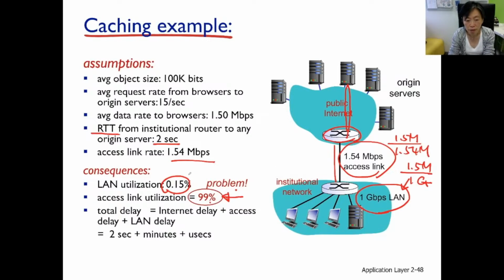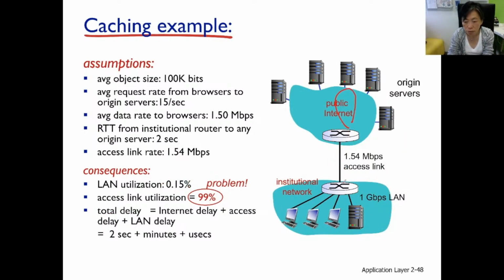Let's come back here. Therefore, if we want to calculate the total delay of web request and object download, it will be round-trip delay here, plus round-trip delay here, plus round-trip delay here. 3 components: internet delay, access delay, and LAN delay. Internet delay, we already defined it. Just make it simple, say it's only 2 seconds. But here, with a fully utilized link with high queuing delay, it's going to be very long. Let's just say that it takes minutes. It could be even higher.